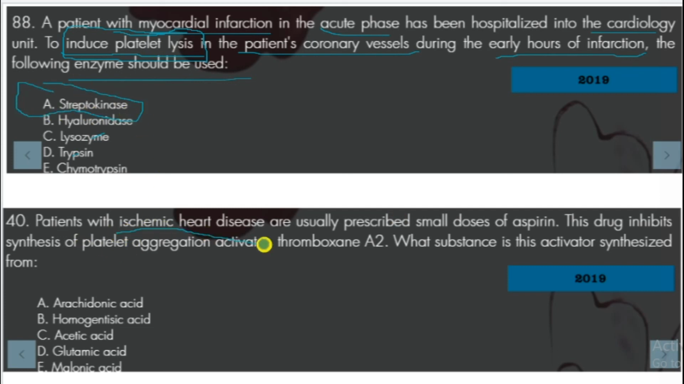A patient with ischemic heart disease is prescribed small doses of aspirin. This drug inhibits synthesis of the platelet aggregation activator thromboxane A2. What substance is the activator synthesized from? We know thromboxane A2 is from prostaglandins, and it is from arachidonic acid. This is the answer.